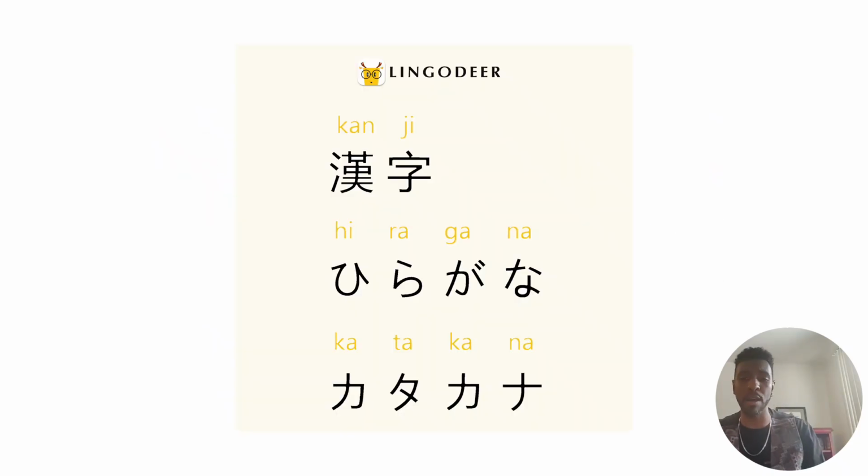So the three different alphabets in Japanese are kanji, which are Chinese characters. These are very complex symbols that represent ideas. Sometimes they're pictographic, sometimes they're not. Hiragana and katakana are both phonetic syllabaries. Katakana is made just for non-Japanese borrowed words.